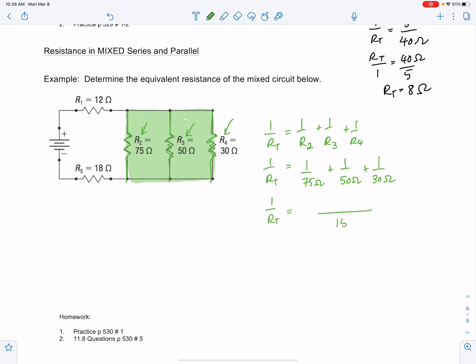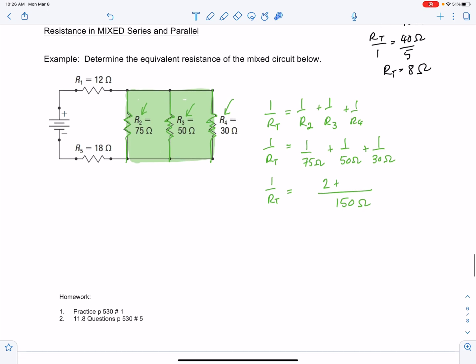is 150. So let's ask ourselves, what do we multiply 75 by to get 150? And the answer is 2. Next we ask, what do we multiply 50 by to get 150? And the answer is 3. And finally, we ask, what do we multiply 30 by to get 150? And the answer is 5. So if we simplify this, we have 1 over RT is equal to 10 over 150 ohms.